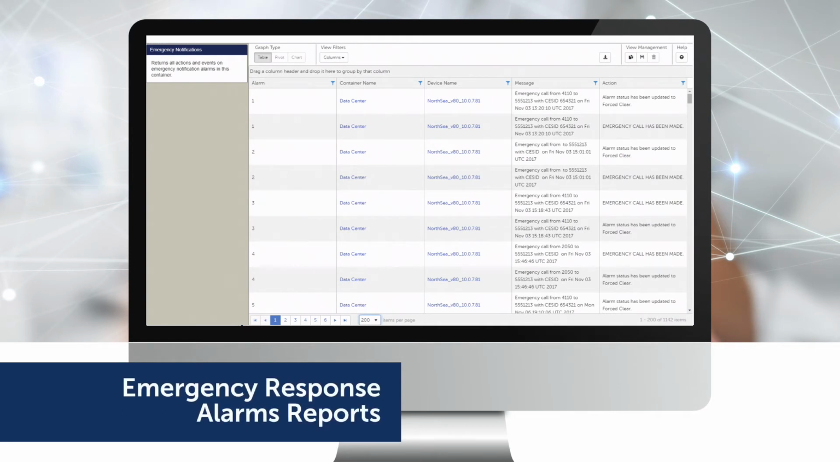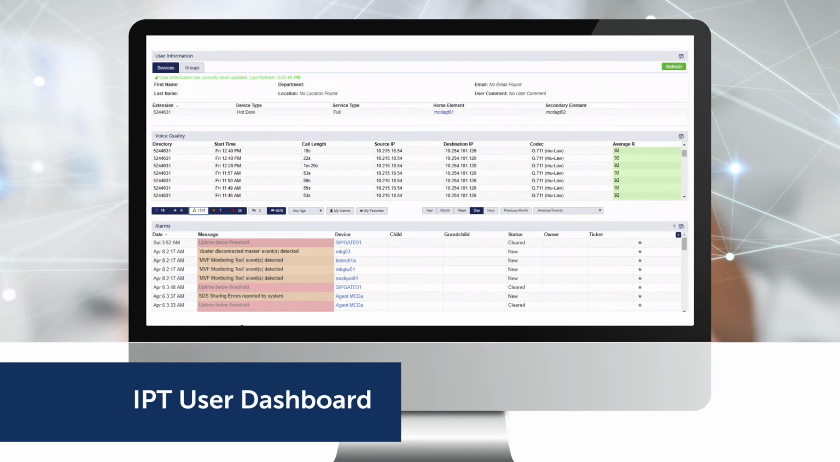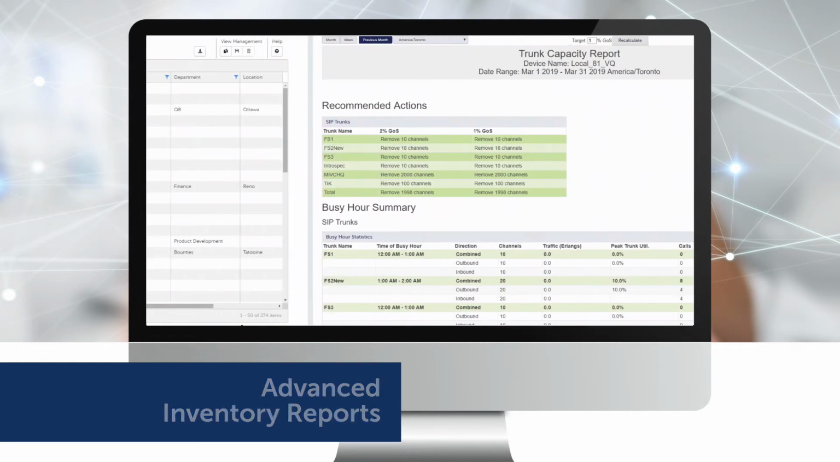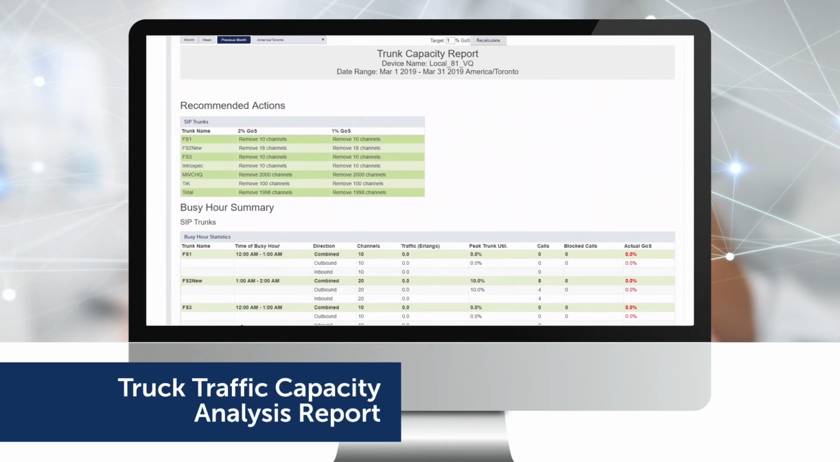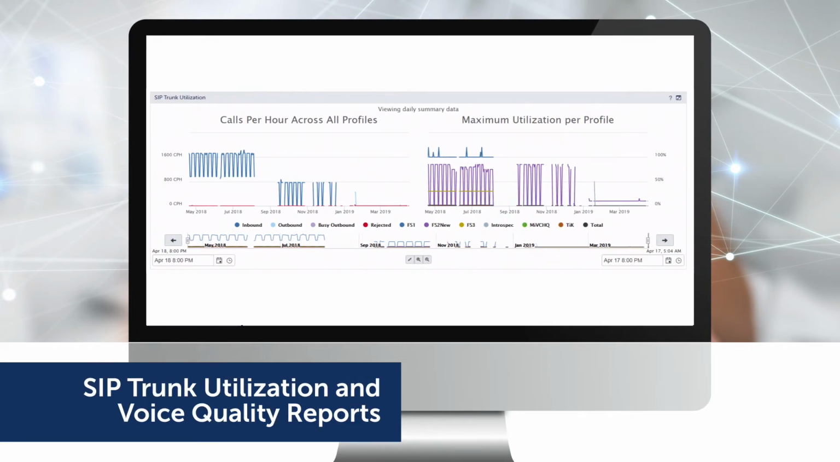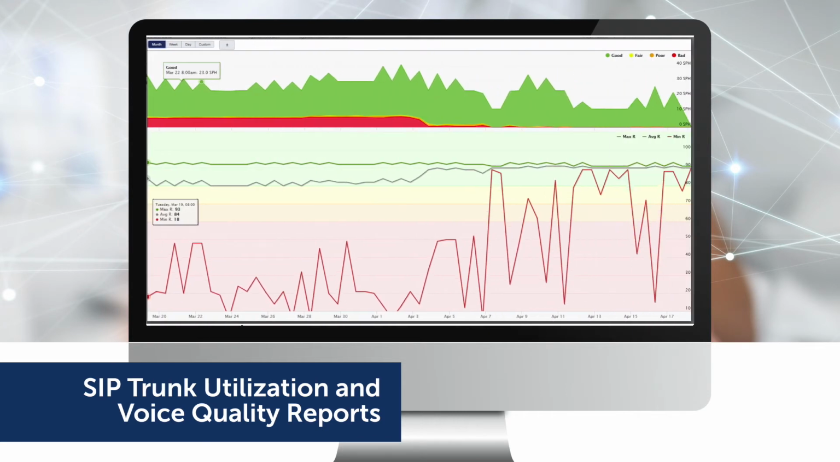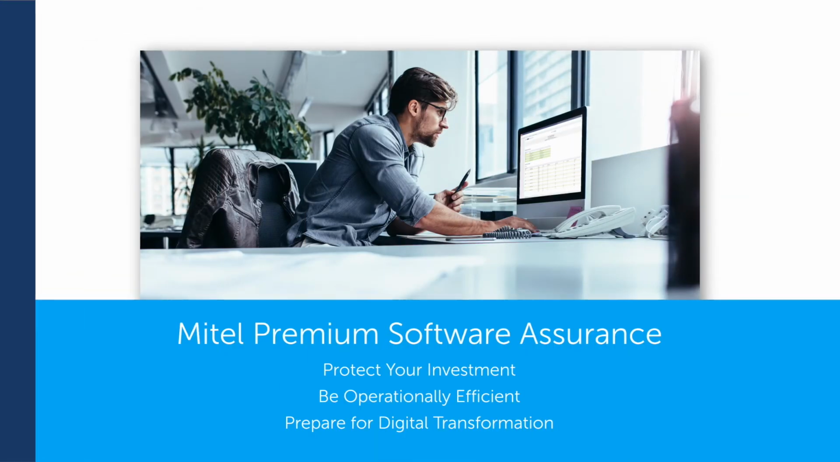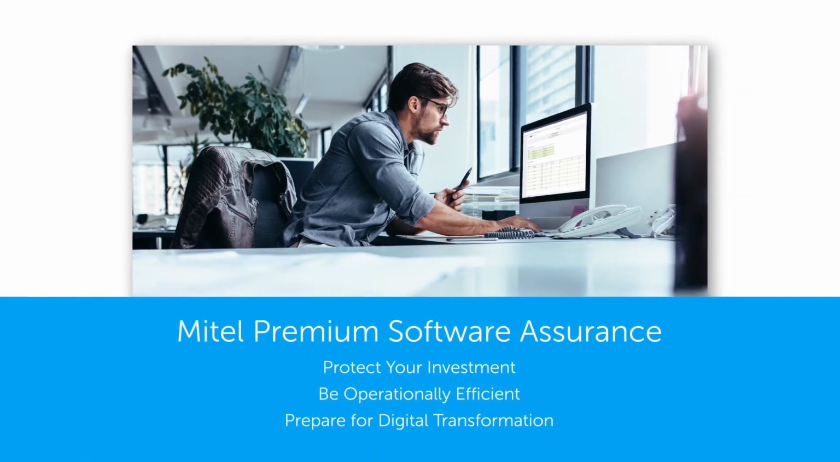MPA Plus adds value with emergency response alarms reports on 911 calls, the IPT User Dashboard that lets you view data for each user, including voice quality for each call, and advanced inventory reports that let you create custom inventory reporting templates for users, sets, or services. The Trunk Traffic Capacity Analysis Report lets you know when more capacity is needed for better performance and can clearly identify cost-saving opportunities. SIP trunk utilization and voice quality reports help you investigate voice quality issues and tell you when more capacity is needed to ensure network performance.